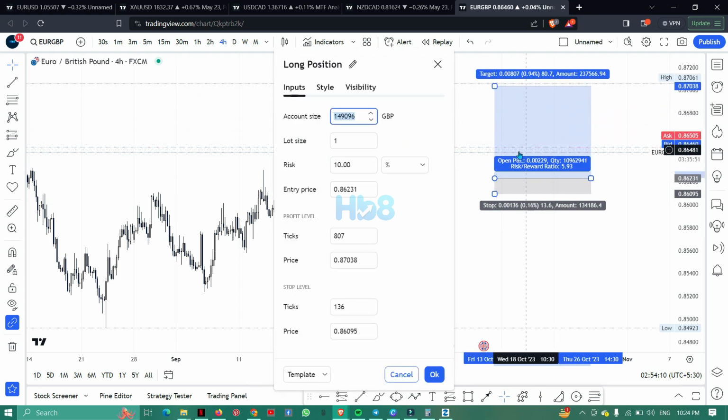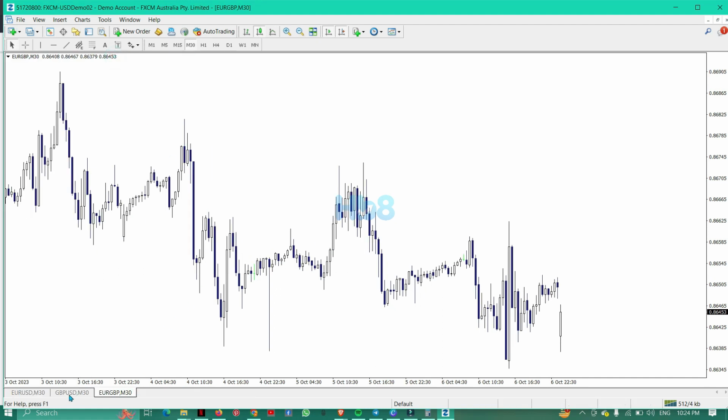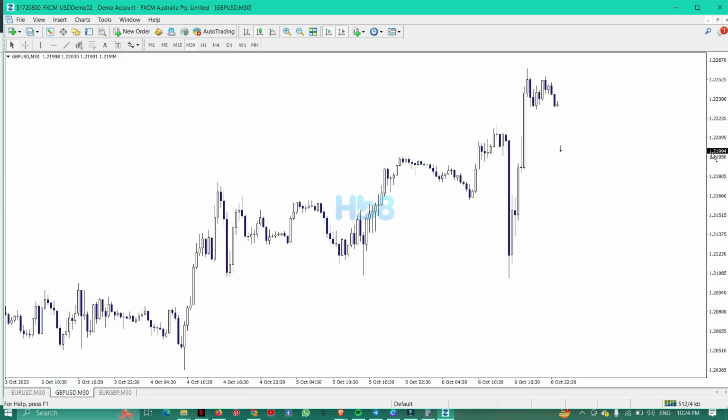Once you double click on this, you would be prompted to enter your account size in GBP, all right? But your account size is in what? USD. What you need to do is convert your account balance from USD to GBP. And how do you do that? You need to find the exchange rate of GBP USD. Let's take the current price GBP USD is trading at, 1.21994. This means that 1 GBP is equivalent to 1.21994 USD.